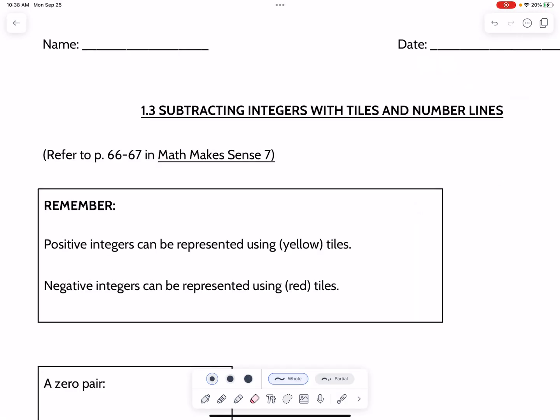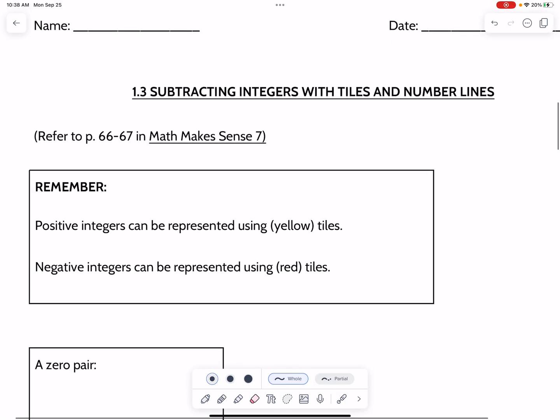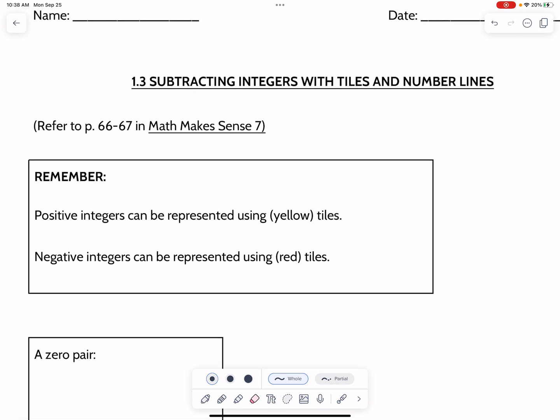Okay, this is lesson 1.3, subtracting integers with tiles and number lines. Before watching the recording, please make sure that you have this worksheet in front of you along with a yellow and red highlighter, pen, pencil, crayon. If you're using anything other than yellow or red, could you just make sure that you make a key for yourself so that you indicate which one is representing positive integers and which one is representing negative integers. So if you need to pause the recording to get those items, please go ahead and do so now.